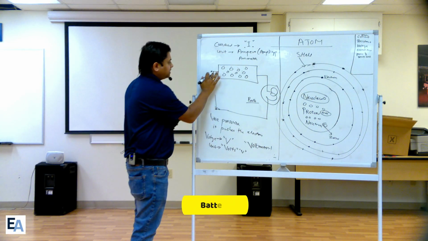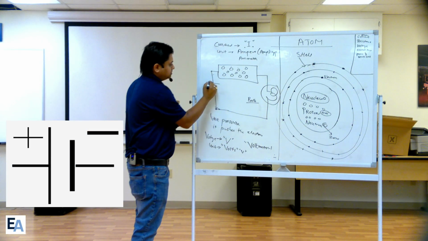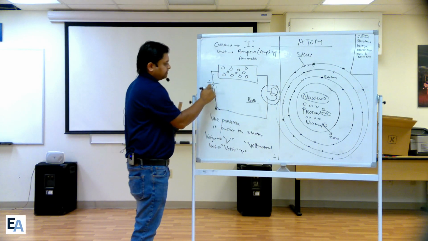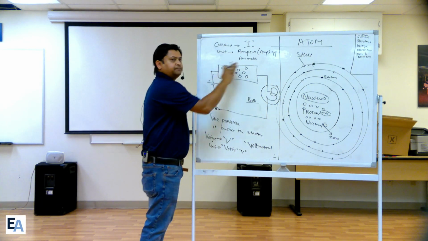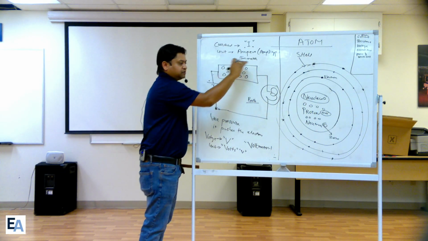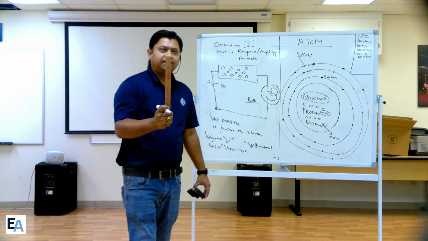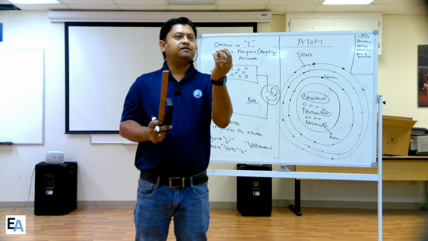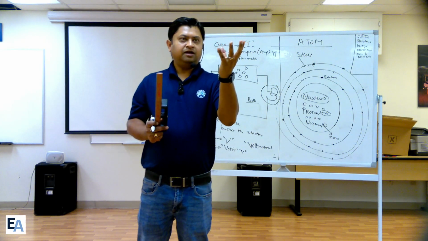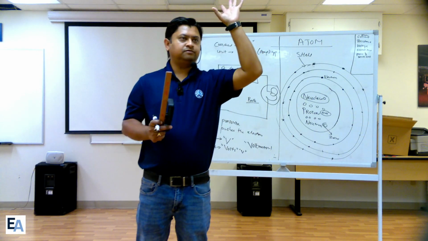The symbol of the battery basically looks like this. The bigger line is positive, the smaller one is negative. This is the symbol of a battery. Once I have a battery, it will push the electrons to go through that bulb. With one battery, it will glow the bulb. With two batteries, the bulb will be much brighter. If you have 3, 4, 5, maybe 6, the bulb will fuse.